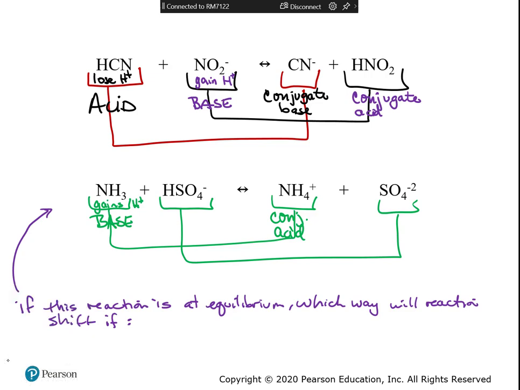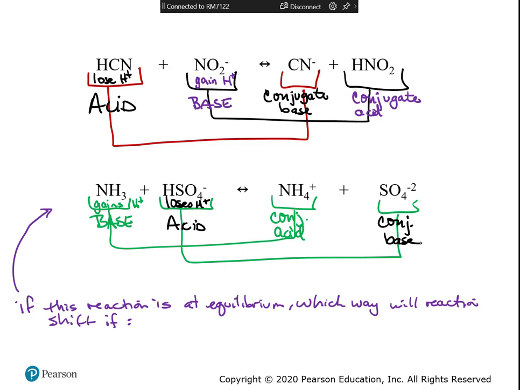Okay, then looking at HSO4 minus, that goes to SO4 2 minus. It's an acid because it loses its hydrogen ion. It's the acid, so that means now SO4 2 minus is the conjugate base. So the big thing you've got to remember, if it loses a hydrogen ion, it's an acid. If it gains a hydrogen ion, it's a base. And then on the opposite side, in an equilibrium reaction like this, the acid always forms the conjugate base. The base always forms the conjugate acid.